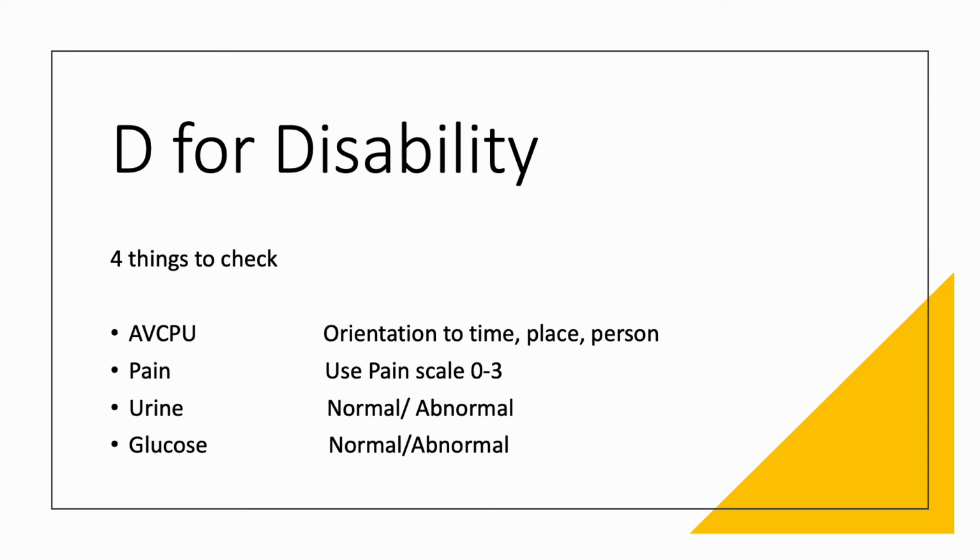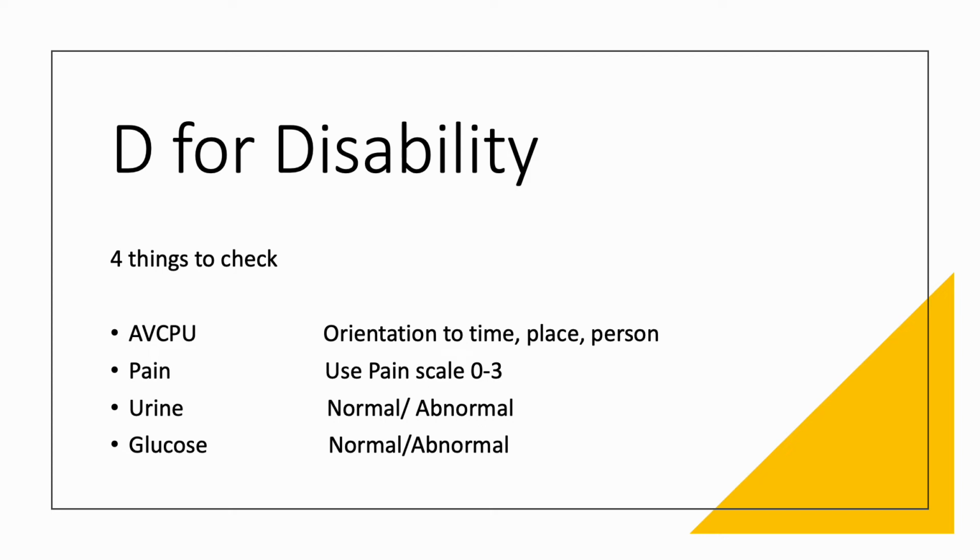So when it comes to disability part, 4 things to check. First one is AVCPU, which is nothing but alert, verbally responsive, responding to pain and unresponsiveness, and pain, urine and glucose. Just remember like that: AVCPU, pain, urine and glucose. So first, in AVCPU you will check 3 things to identify whether patient is alert or not. So you will be checking orientation to time, place and person.